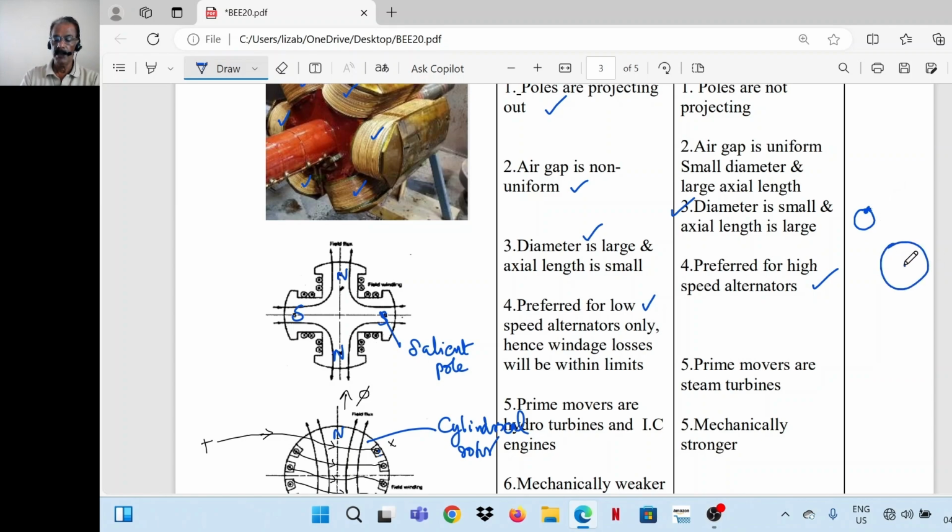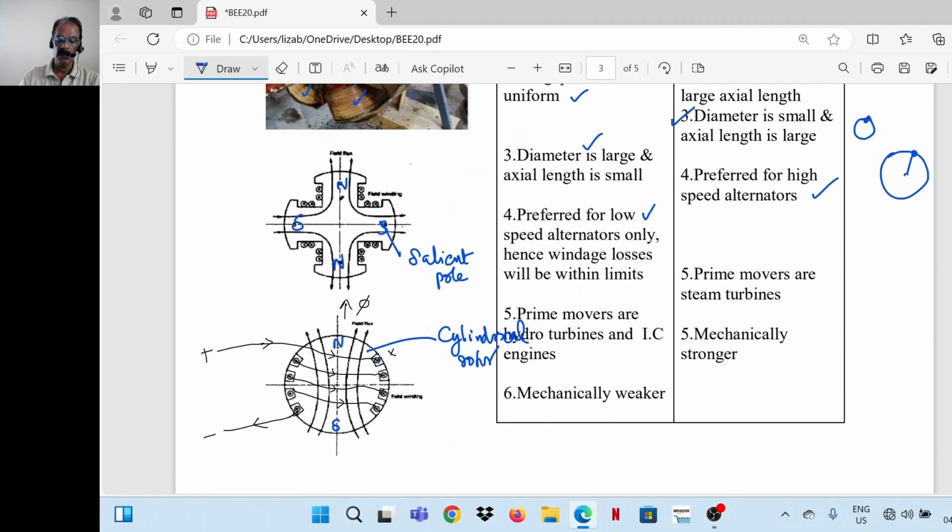So if the diameter is more, for the same revolution per minute, the peripheral velocity will be more. So for high-speed alternators, to limit the peripheral velocity, a low diameter rotor is used. Then the prime movers are hydro turbines and IC engines for low-speed ones, whereas for high-speed ones the prime movers are steam turbines.